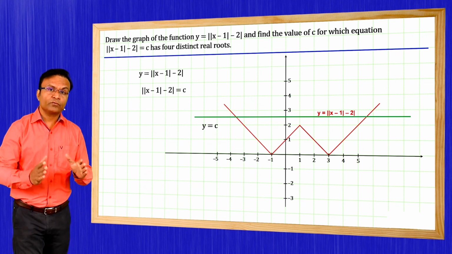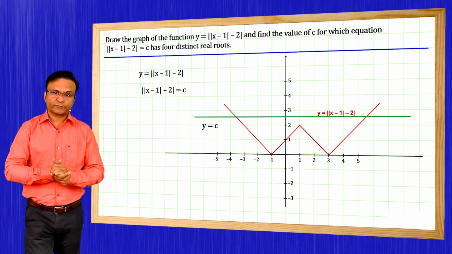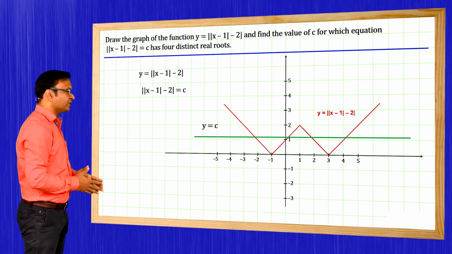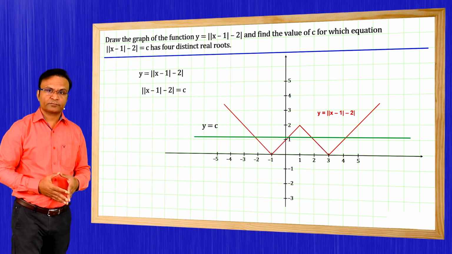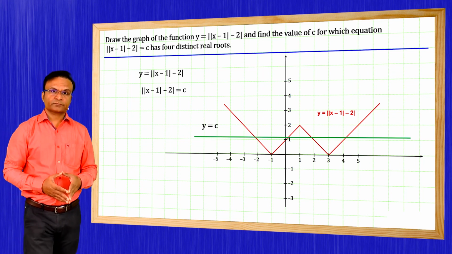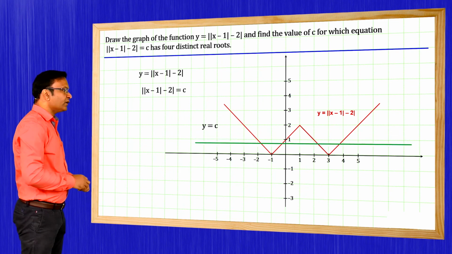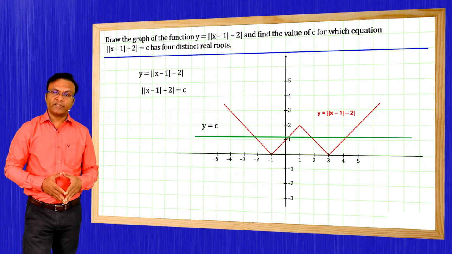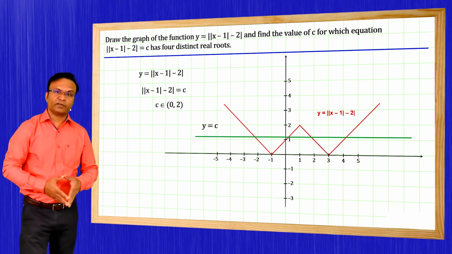But we want value of c for which this equation has 4 distinct roots. That means we shift this line like this so that it cuts this graph at 4 distinct points. So now tell me what are the values of c? ये जो ग्राफ है वो 0 and 2 के बीच में लाई कर सकता है. ठीक है? That means the values of c are 0 to 2. That means c belongs to open interval 0 to 2.